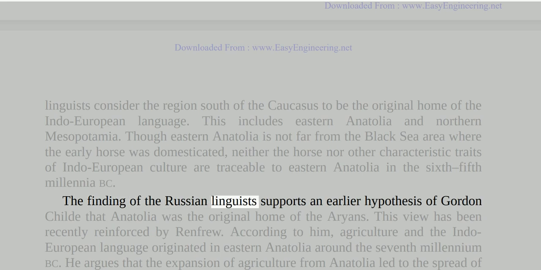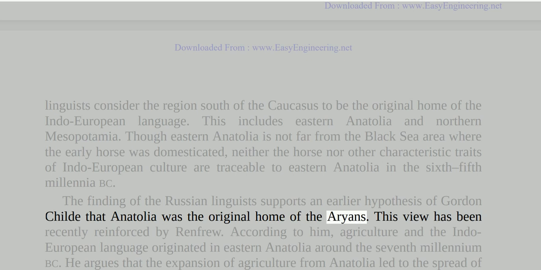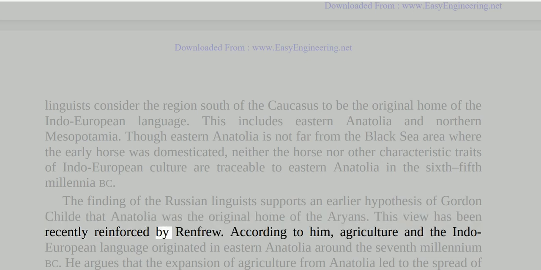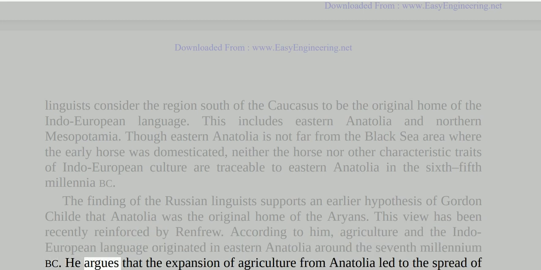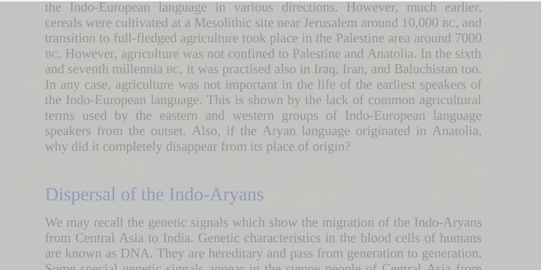The finding of the Russian linguists supports an earlier hypothesis of Gordon Childe that Anatolia was the original home of the Aryans. This view has been recently reinforced by Renfrew. According to him, agriculture and the Indo-European language originated in eastern Anatolia around the 7th millennium BC. He argues that the expansion of agriculture from Anatolia led to the spread of the Indo-European language in various directions.